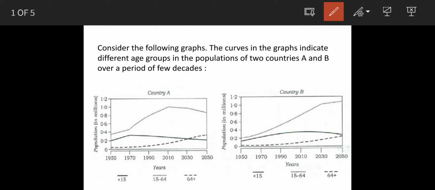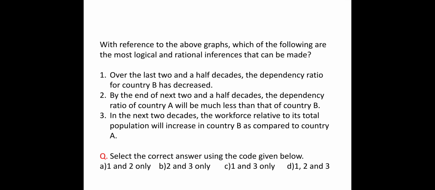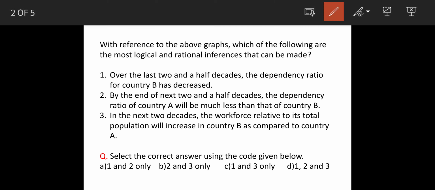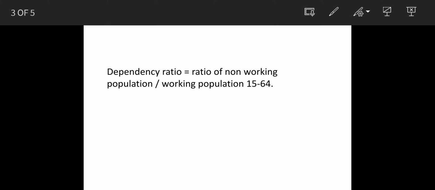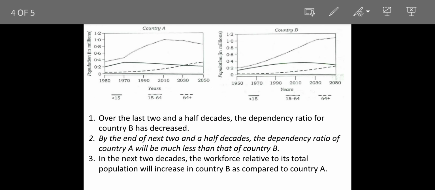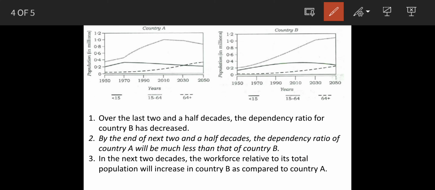So we have a few questions to be answered and find out the rational inferences. Dependency ratio is the ratio of people non-working to working. Working age is 15 to 64. First statement: in the last 2.5 decades, the dependency ratio for country B has decreased.